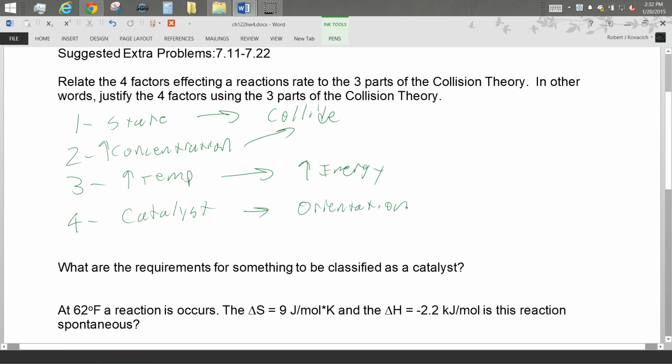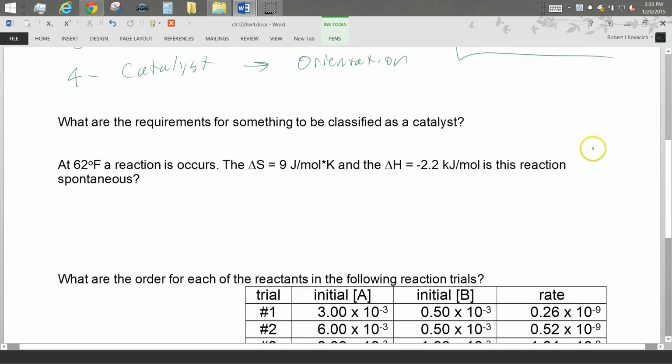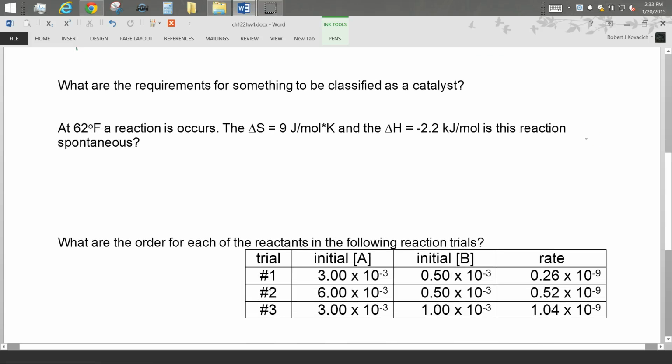So we talked last week about the energy level diagram, and the catalyst lowers this activation energy. The way it does that is by lining up the molecules so they run into each other easily. What are the requirements for something to be considered a catalyst? It's not consumed or anything. Yep, not consumed, and increases rate of reaction.